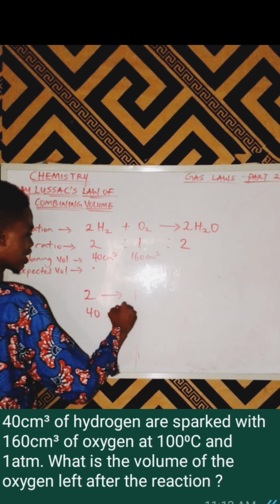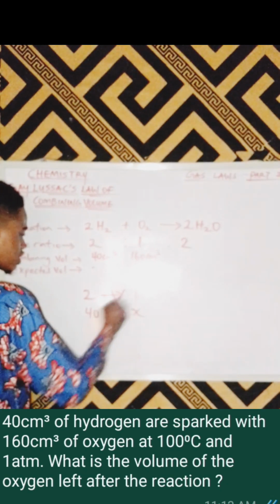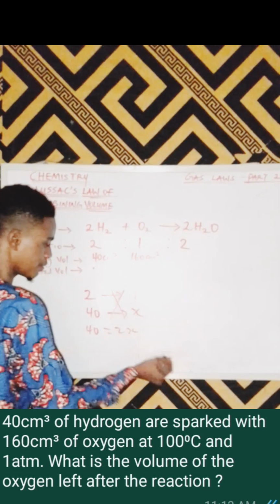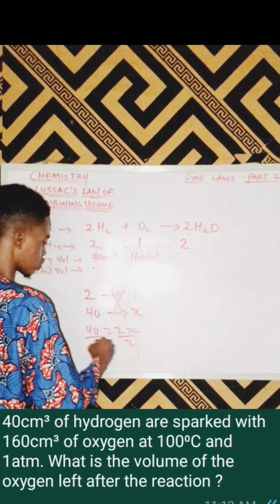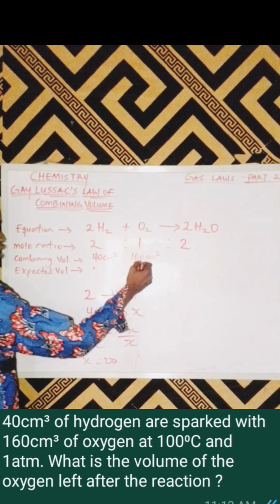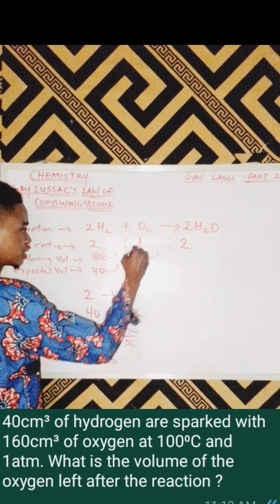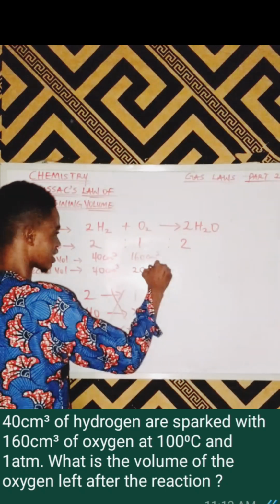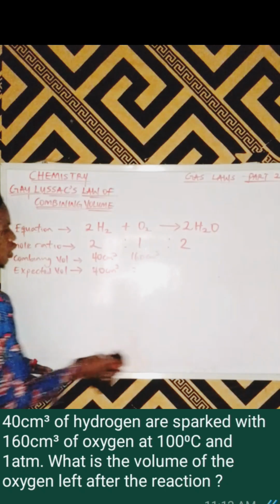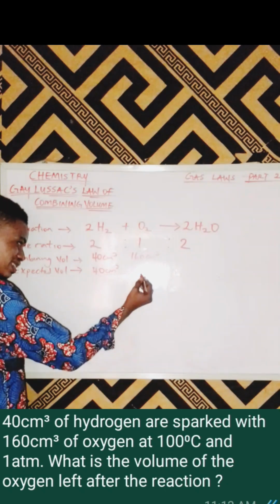If I have 40 here, I'm going to have x here. I'm going to cross multiply. So 40 is equal to 2x. Divide both sides by 2. x is going to be equal to 20. So here will be 40 cm³, and here will be 20 cm³. I hope this is clear. If here is 40, this here will be 20.